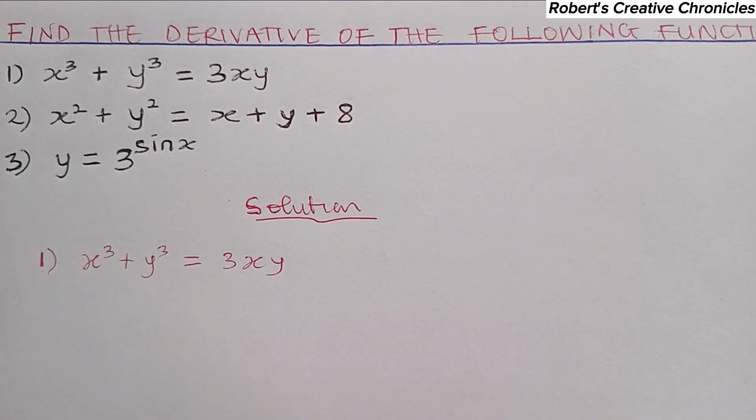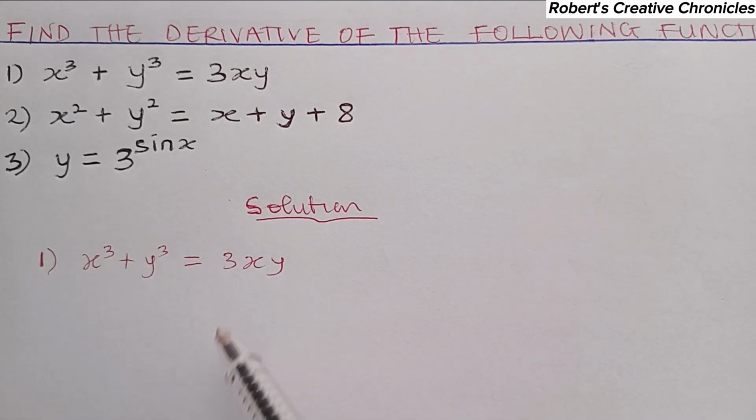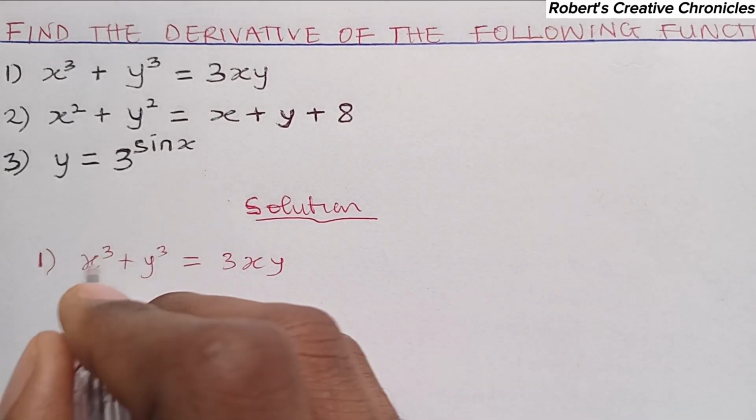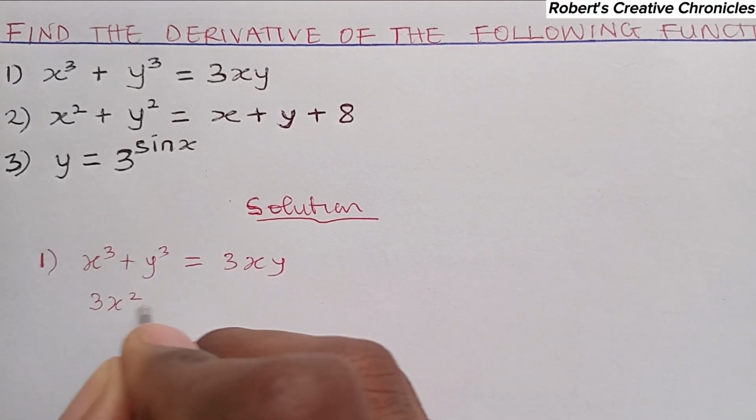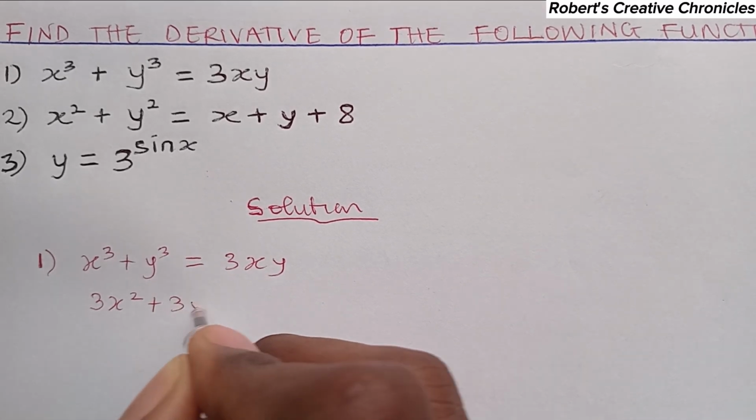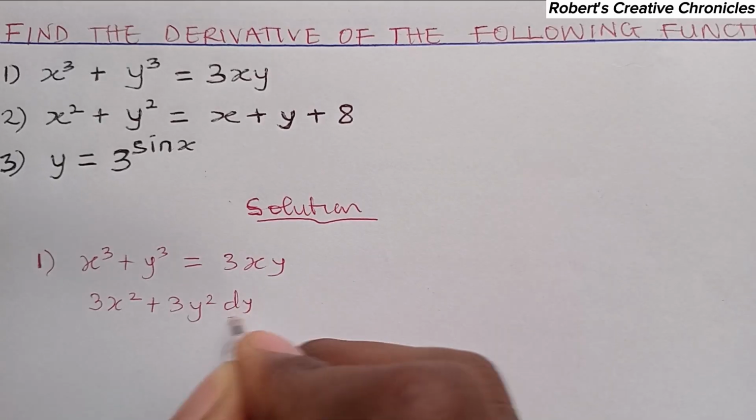So now let's differentiate this. In this one, if we differentiate y, we'll add dy over dx to it. So x cubed is what? It's 3x squared plus 3y squared, then you add dy over dx.